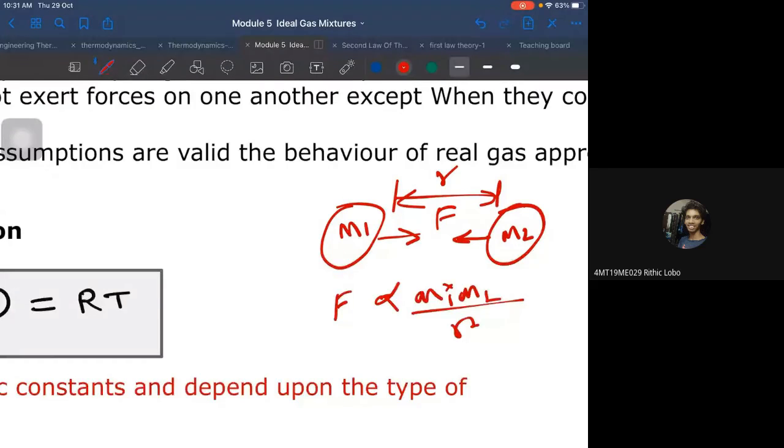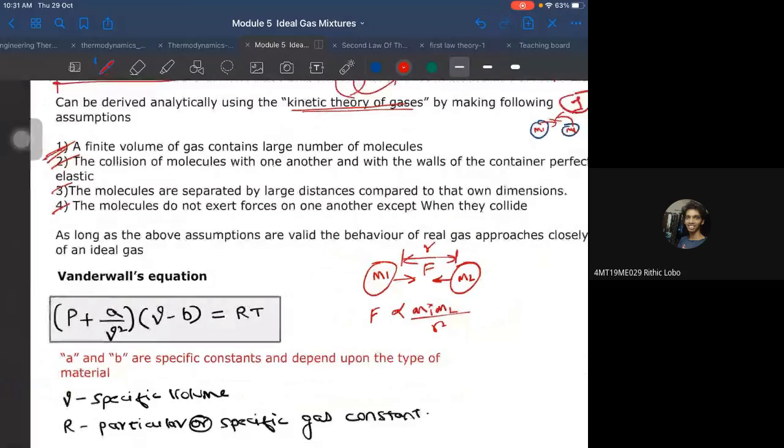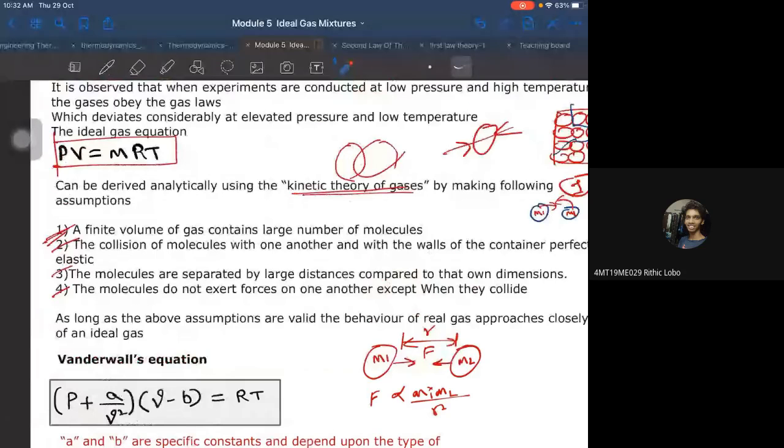Exists, sir. So yes. If the force of attraction is present between the molecules, you have assumed that the molecules do not exert any forces on one another except when they collide. How is that possible? Because even if the molecules do not collide, each and every molecule will be attracted and experience a force of attraction from the other molecules. Whether they collide or not, it doesn't matter. But you have assumed as such, which is why this particular equation does not get tallied in all of the circumstances.